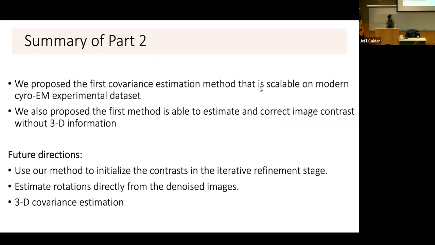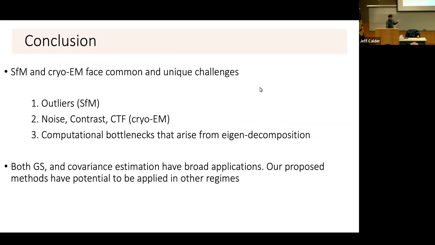Okay, so this is a summary of part 2, and I think we basically solved two problems: the computation challenge and the contrast variations, and there are some future directions. I won't go into details, but you can see there are some common and unique challenges in the two problems, but in very different ways. But both of these two mathematical problems, group synchronization and covariance estimation, have much broader applications beyond SFM and cryo-EM. So they'll potentially be applied to other regimes.